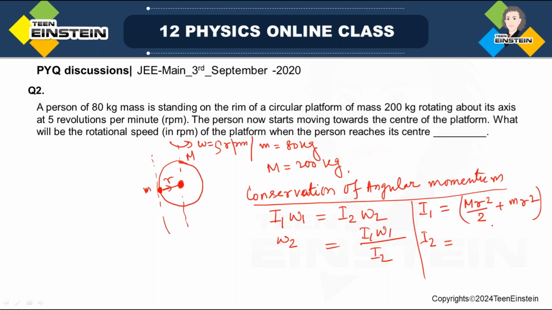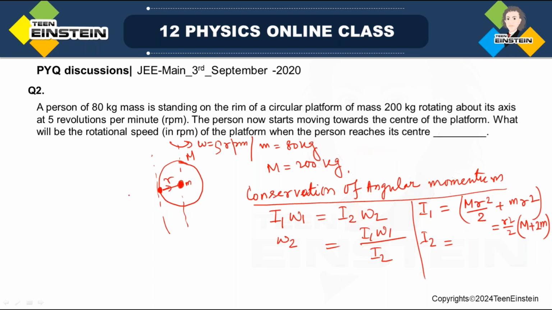What is I2? In this I can actually do a little bit of simplification here. So r square by 2 capital M into 2 into small m. This I2, what is I2? I2 is the moment of inertia when this man has actually reached the center, and the axis of rotation is through the center of mass only. Then what will be the moment of inertia I2? I2 will be the moment of inertia of the disk or this circular platform alone.